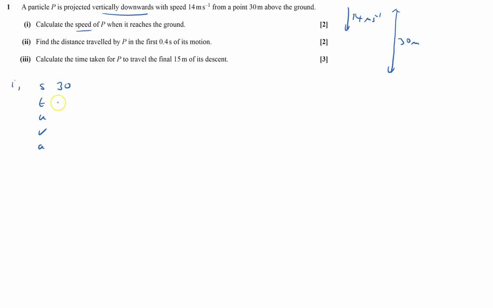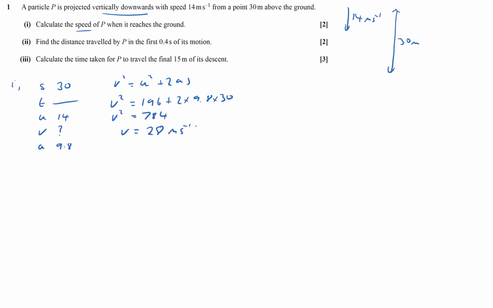S is 30, T I don't know, don't care, U is initially 14, V is what I want to find, and the acceleration due to gravity is 9.8. So I need the formula without a T, and this will be V squared equals U squared plus 2AS. Put them in there. V squared equals 196 plus 2 times 9.8 times 30, and that equals 784. I keep the V squared down to remind myself to square root it, and so V equals 28 meters per second.